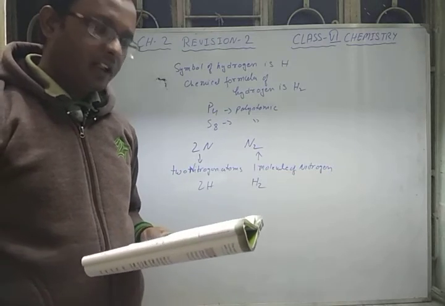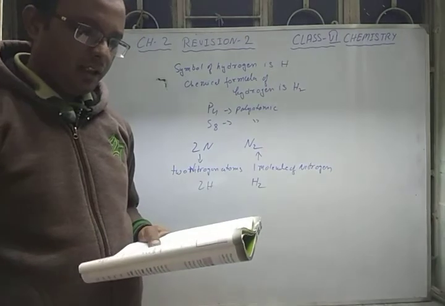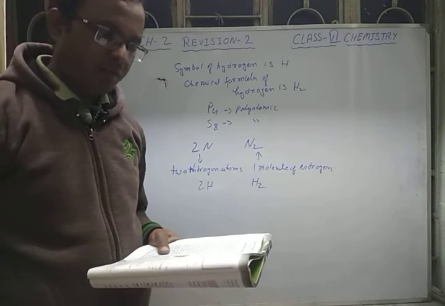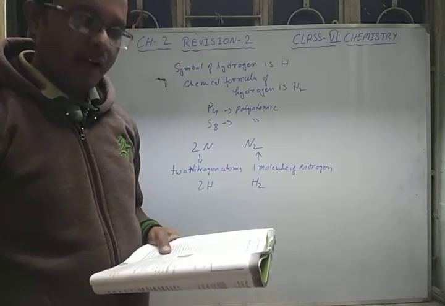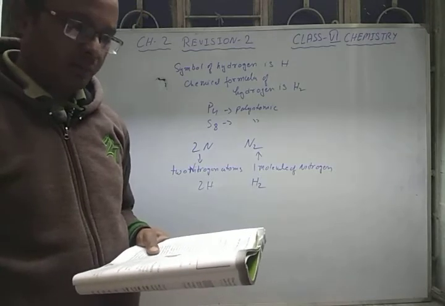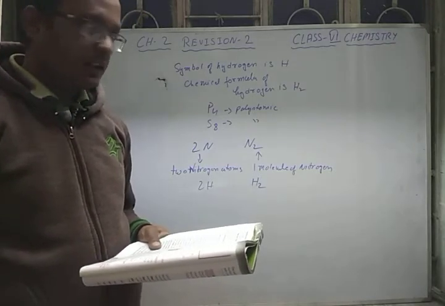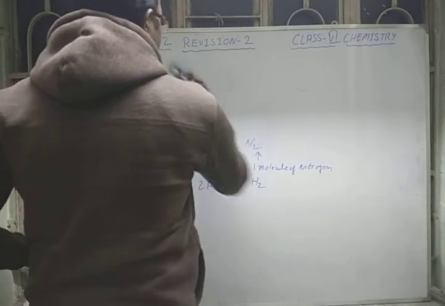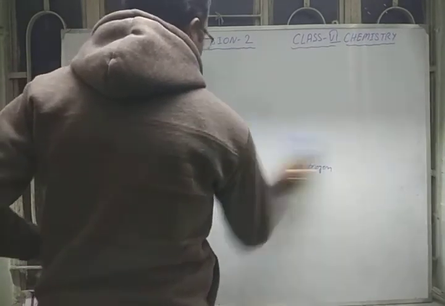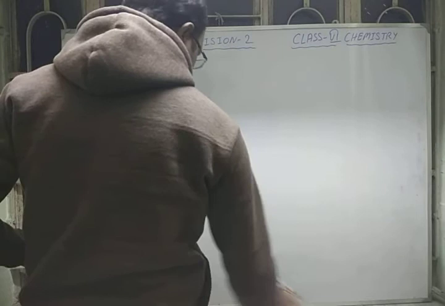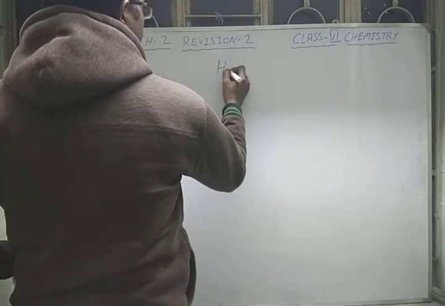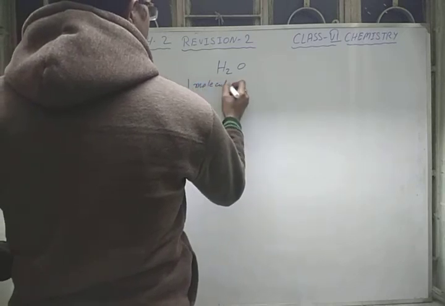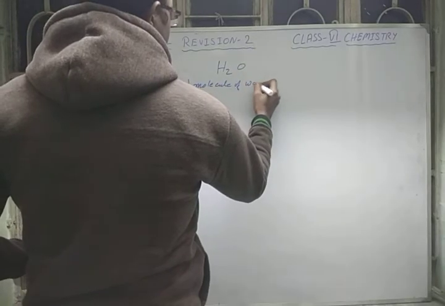Now, how to represent a compound? Compounds are generally represented by, again, chemical formula. The chemical formula of a compound is a representation of molecules of that compound. It represents the number of atoms also of the individual element present in the compound and with the molecules. Suppose I write the chemical formula of water H2O, that means it contains one molecule of water.